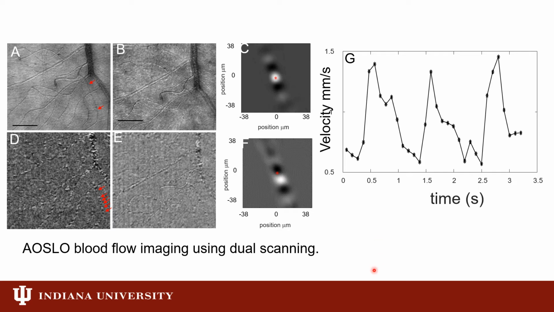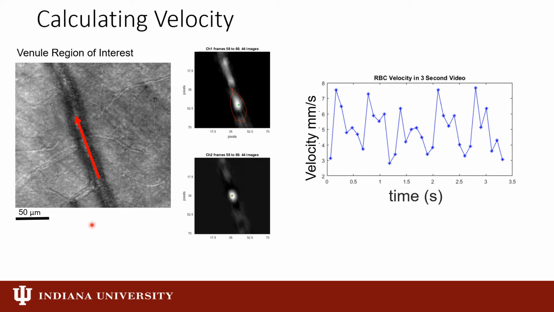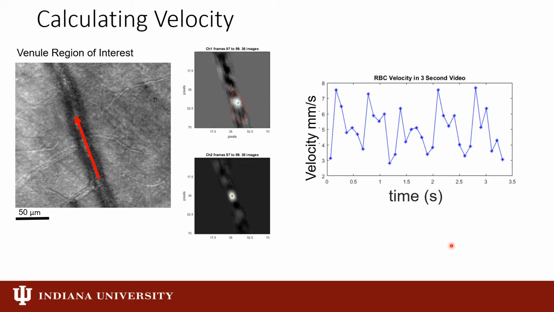We can do these measurements in different types of cells, but the real advantage is it lets us avoid the danger of aliasing. When you get a little train of red blood cells like this, you can get a nice estimate of blood flow. Here we show a capillary going from about 0.6 millimeters per second up to almost 1.5 millimeters per second over 3 cardiac cycles. And here we show the measurements in a slightly larger venule in this case, and you can see the velocities are higher, ranging from about 3 millimeters per second up to almost 8 millimeters per second.